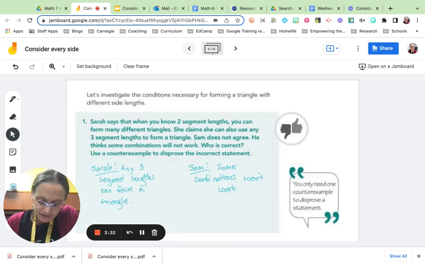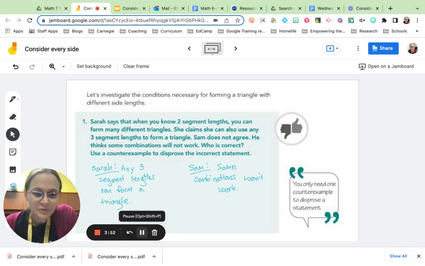Earlier, we had a little bit of a debate in our class about who in this scenario was right. We said, is Sam right? Is Sarah right? Are there any combinations of numbers that wouldn't make a triangle? What do you think now? After exploring different side lengths with our table, we now know that in this debate, Sam was correct. There are some combinations that will not work.